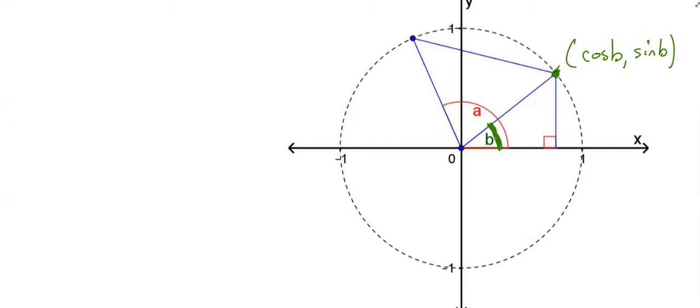Okay? So what would the coordinates of the other point be? Isaac?